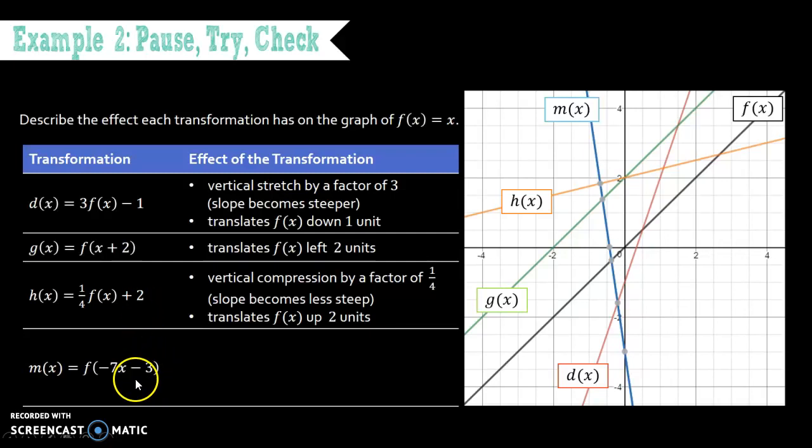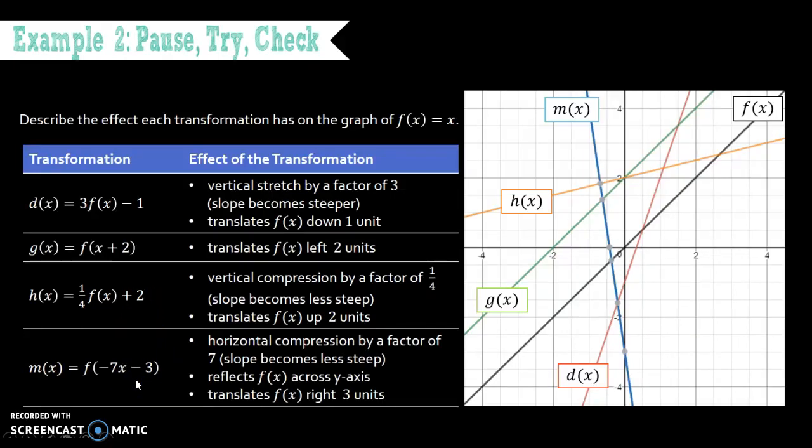And then the last one, m of x, is the blue one on the graph. I've got 2 things going on right here. It's technically 3, but it's 2 numbers that you see in your equation right here. The -7 is a horizontal compression by a factor of 7, but because it's negative, you're also reflecting across the y-axis. This -3 inside the parentheses tells me I'm moving to the right 3 units.